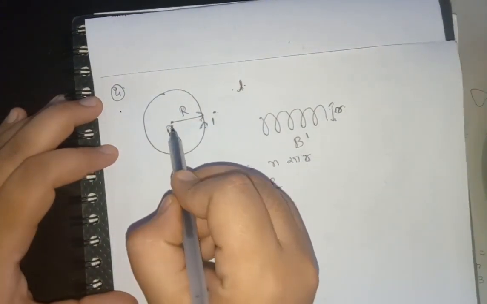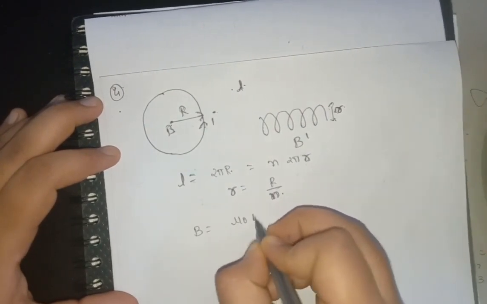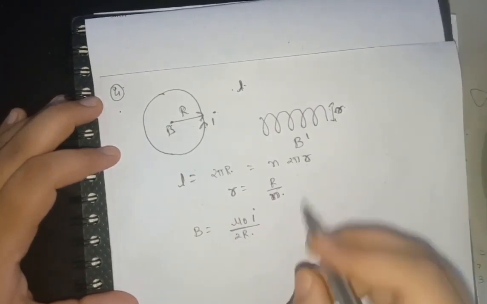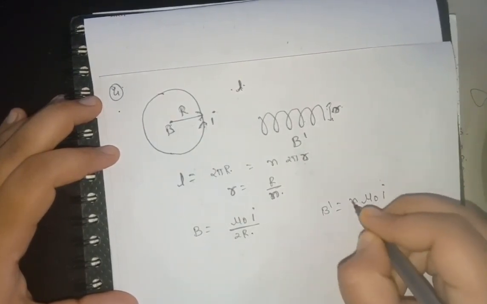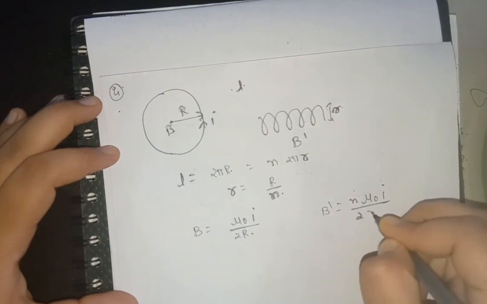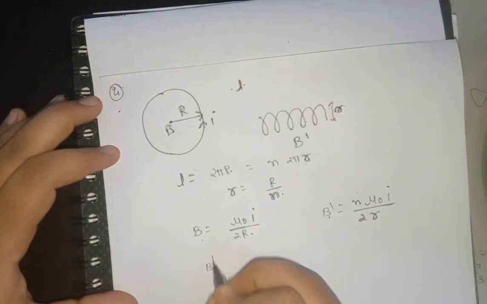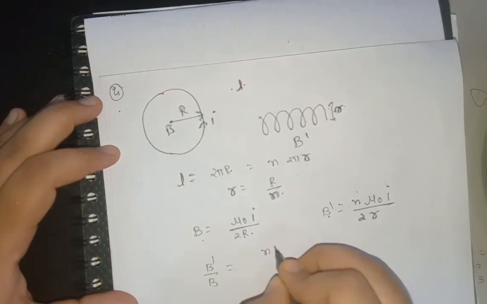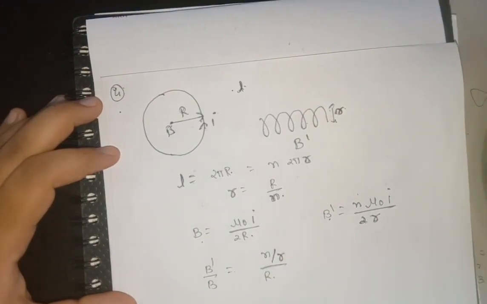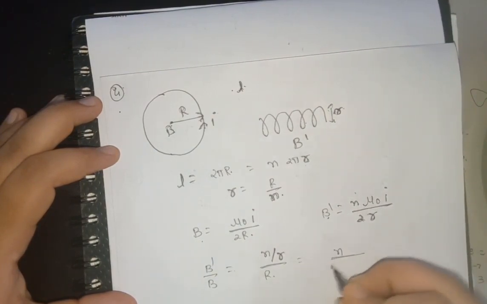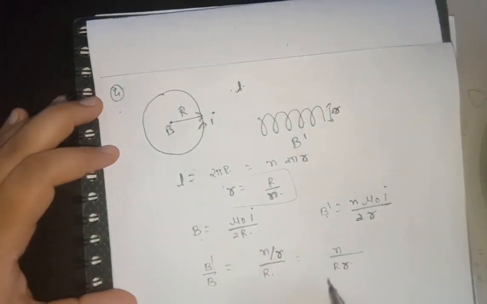Now the magnetic field at the center of one turn is given by mu naught I divided by 2R, and for n turns B dash equals mu naught I into n, because of n turns, divided by 2r, where small r is the radius. Taking the ratio of B dash and B, we will get B dash by B equals n by small r divided by capital R, which is equals n divided by r into R, but small r can be written as capital R by n.